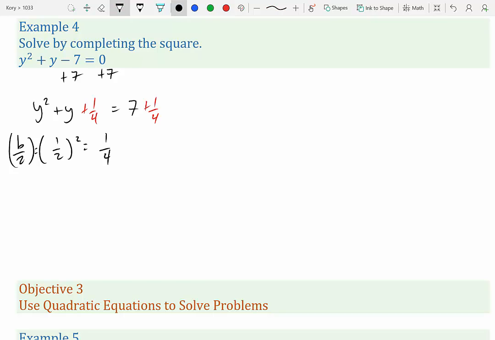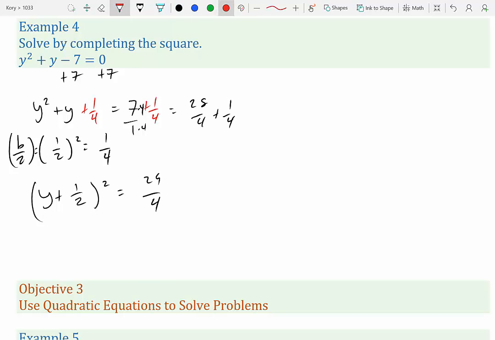Now we need a factor, so it's going to be y plus whatever half of b was, which was 1 over 2. Your half of b is always, whatever that is, what you put into the factors. Equals, so we have 7 over 1 plus 1/4, so times 4 times 4. So we're left with 28 over 4 plus 1 over 4, which is 29 over 4.